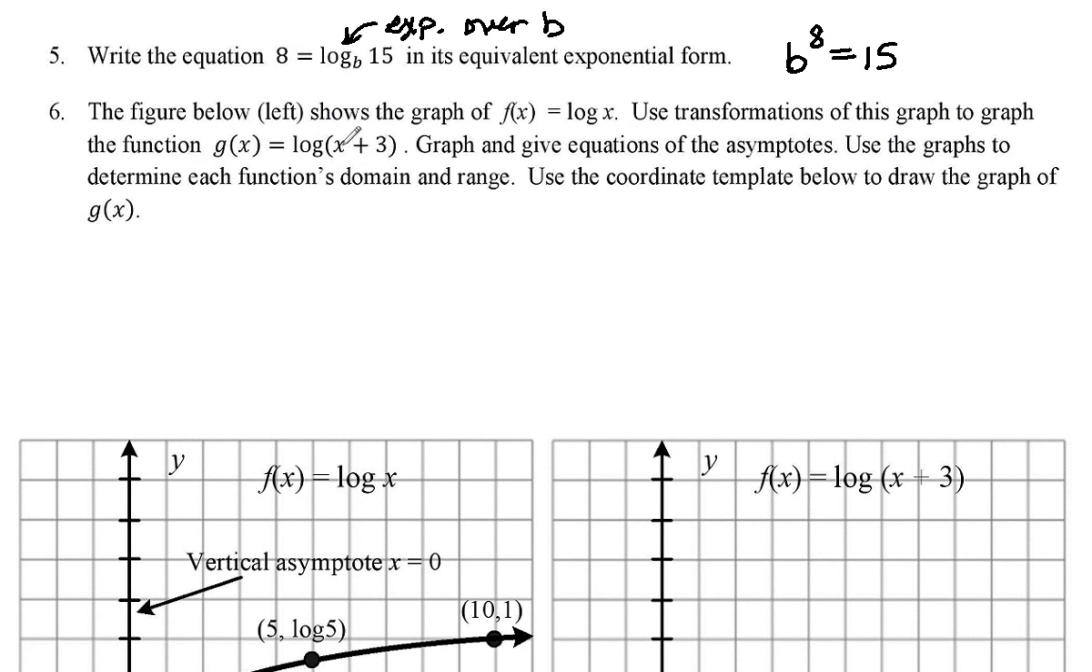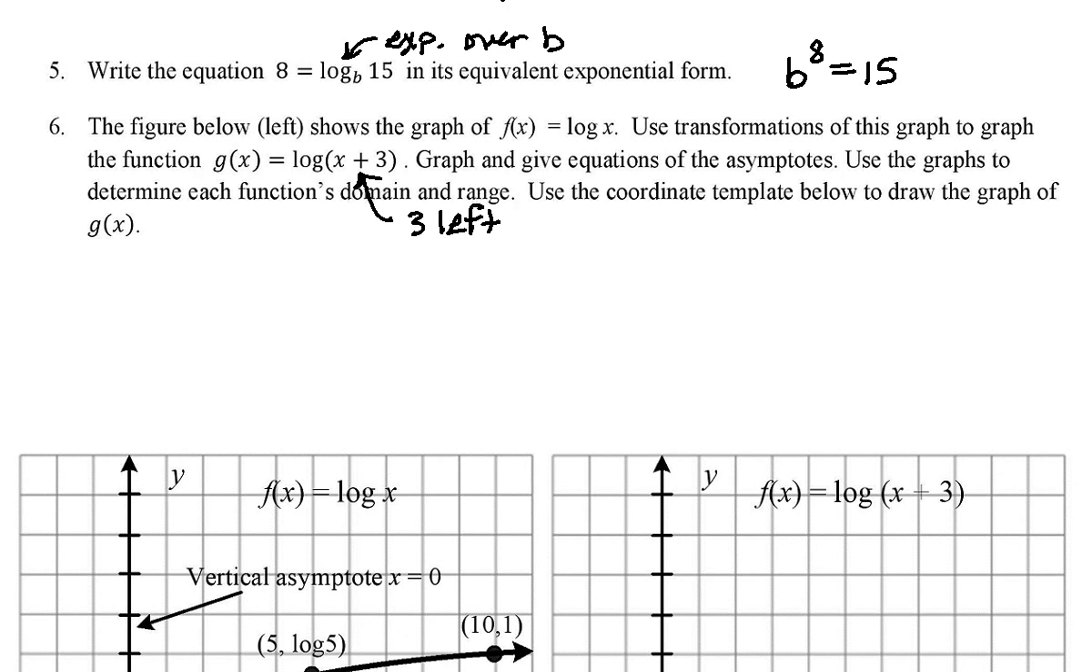So we added 3 on the inside. Remember, insides work as opposites. If you do something on the inside, it's a liar. So this is saying plus 3, you're going to move minus 3. So you're going to go 3 to the left. So this is going to be 3 left. So you're going to take that log function and shift it to the left. We're going to determine domain and range below, and then use our coordinate template to graph.